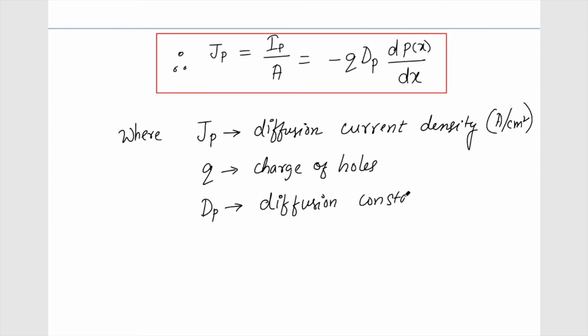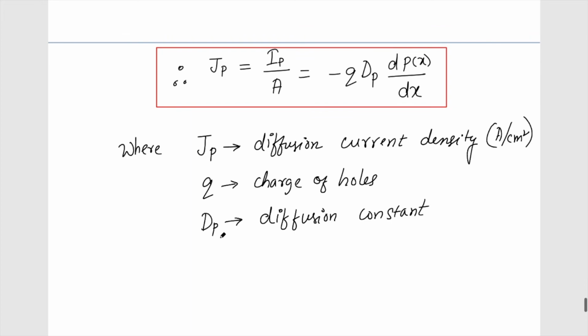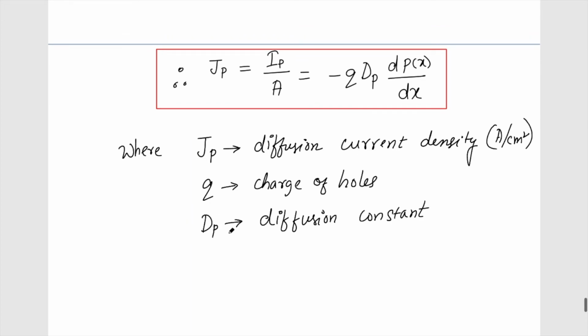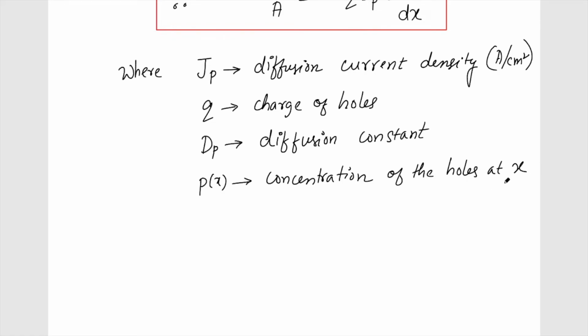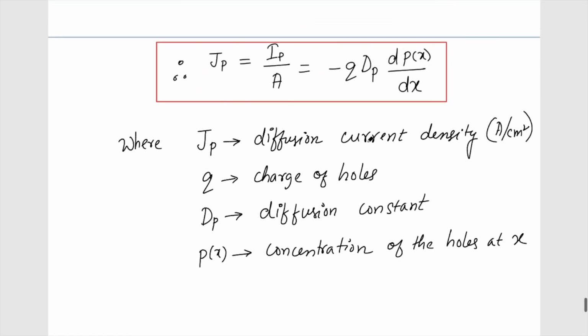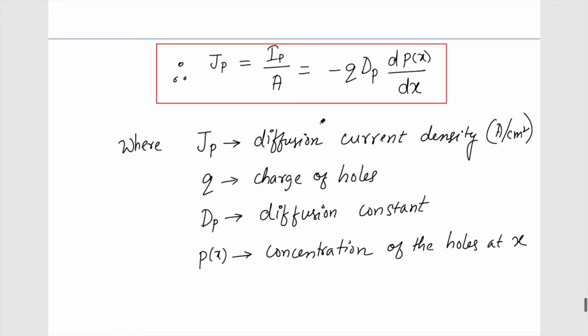So this diffusion constant depends on the material. So for silicon it will have a certain value, okay, and the p(x), as we have seen, is the concentration of the holes at a point x, okay. So these are the different variables in this expression.